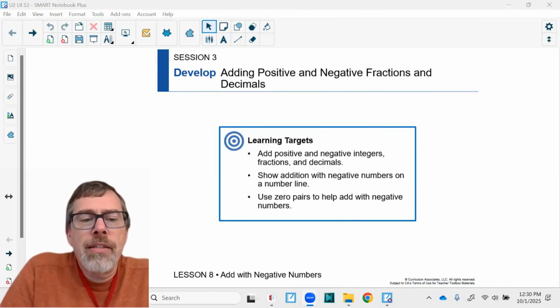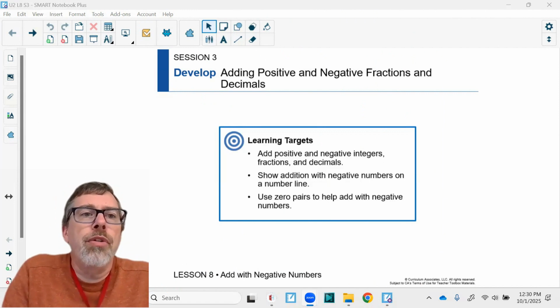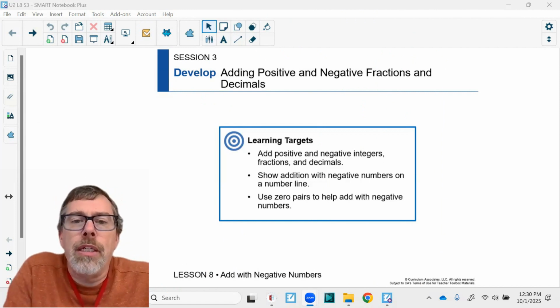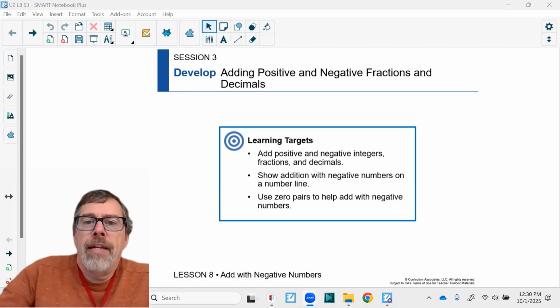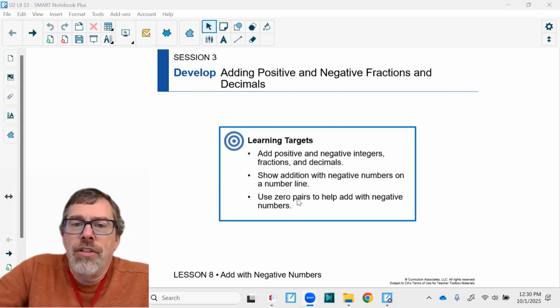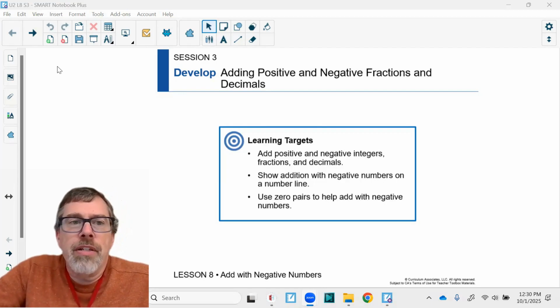Okay, welcome to another lesson in pre-algebra. This is Unit 2, Lesson 8, Session 3. And we're still doing adding positive and negative integers, fractions and decimals, and using zero pairs and number lines.